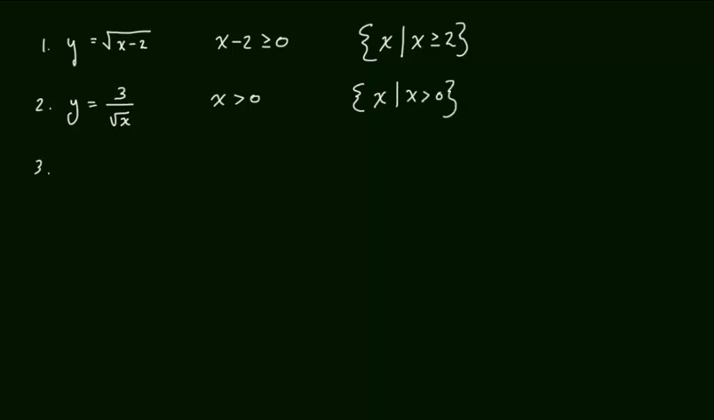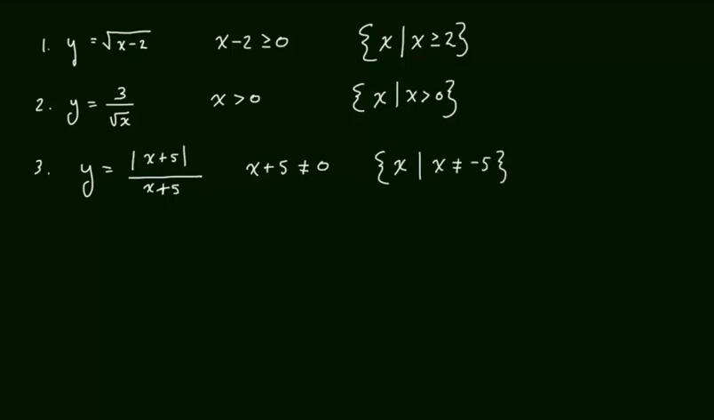Number 3, y equals the absolute value of x plus 5 over x plus 5. There are no restrictions in the numerator, but there is a restriction in the denominator because you know that the denominator cannot equal 0. So our set notation will be x such that x cannot equal negative 5.